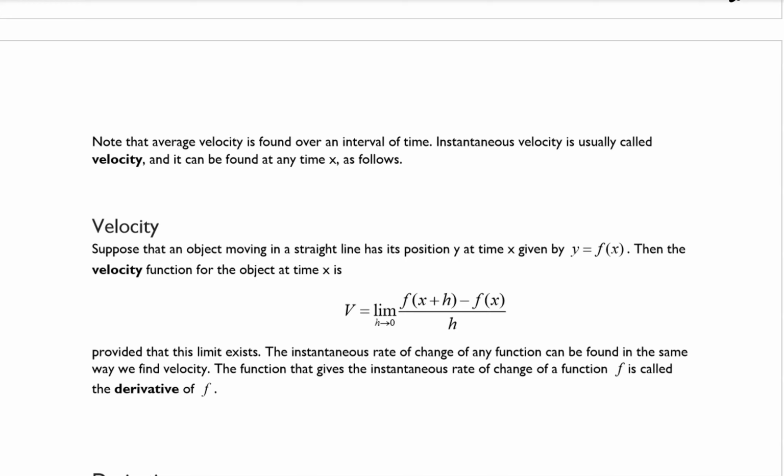The instantaneous rate of change of any function can be found in the same way we find velocity. The function that gives the instantaneous rate of change of a function f is called the derivative of f. And derivatives are very important. They're a very major component of the study of calculus.